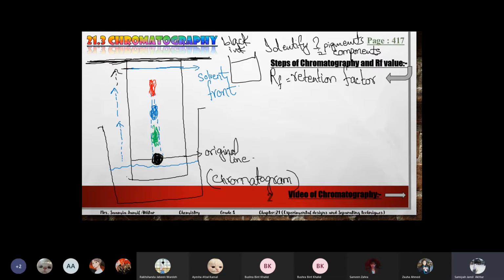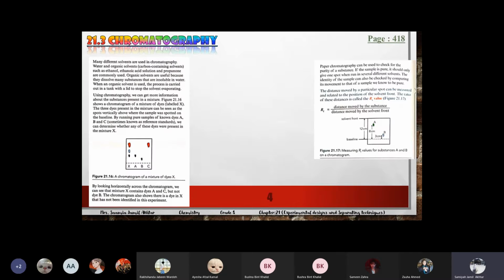The formula of RF value is given in the book. You can see on page 418. RF value is equal to distance moved by the substance divided by distance moved by the solvent front. This distance you can measure by using a scale. So you must keep a ruler with clear markings on it, clear measurements in centimeters. We will measure the distance traveled by the water, which is solvent front, and the distance traveled by these individual substances by using a scale.